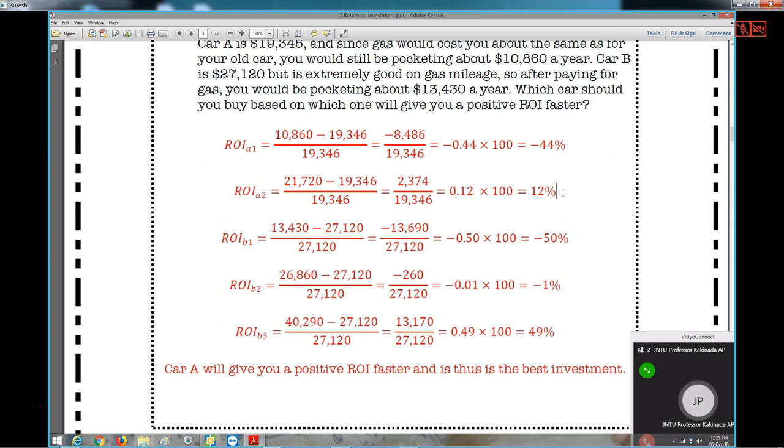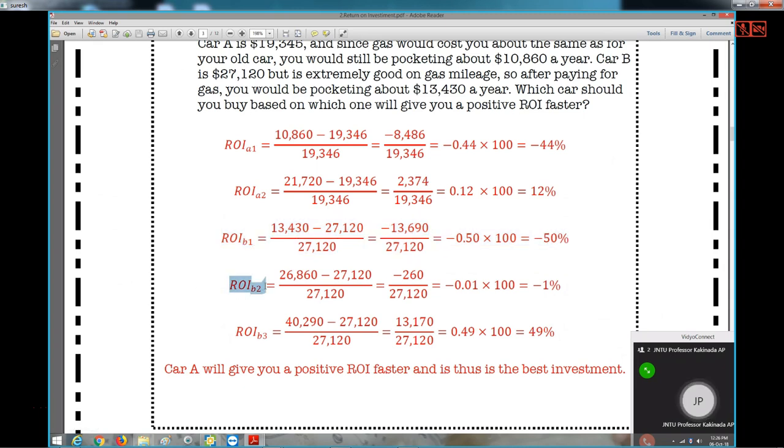First year, car B is bagging $13,430 with the initial investment of $27,120, divided by 27,120. You are having the return on investment for car B in the first year as minus 50%. Still you are in loss.